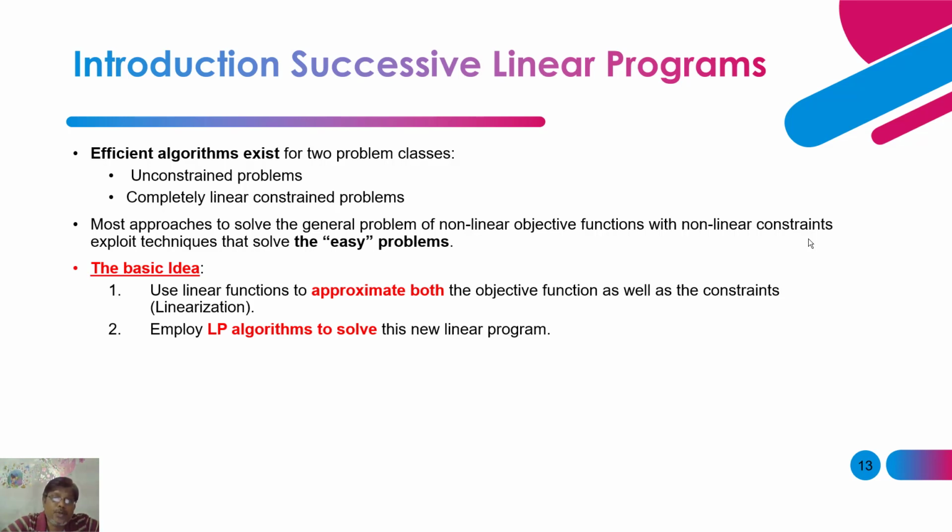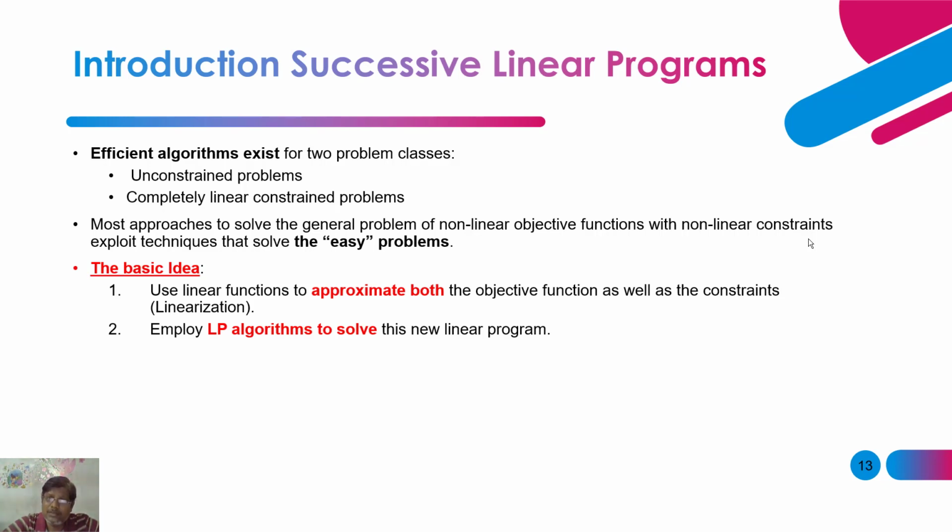Most approaches to solve the general problem of a nonlinear objective function with nonlinear constraints exploit the technique that solves the easiest problem, the linearly constrained problem. So a nonlinear problem has to be converted to a linear problem, and a constrained problem has to be converted into an unconstrained problem. By doing these two, we can win over the situation. There is no direct algorithm available for nonlinear constraints and nonlinear objective functions, so the only way is to exploit easily available techniques.